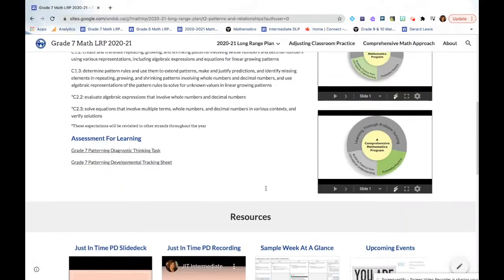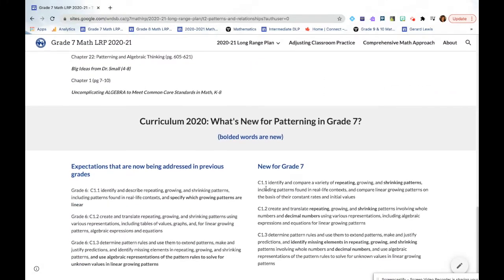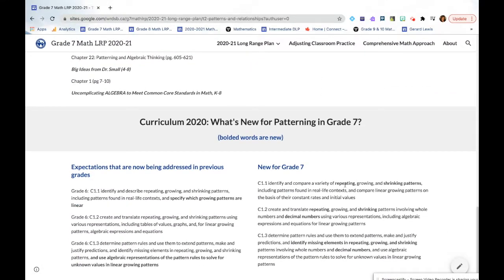The 2005 math curriculum had grades 7 and 8 students focusing only on linear growing patterns. The 2020 math curriculum extends the learning from the junior grades by continuing to focus on repeating, growing, and shrinking patterns. Note that in grade 7, students can identify, compare, create, and translate repeating and shrinking patterns, but we are only having them create algebraic expressions and equations for linear growing patterns.